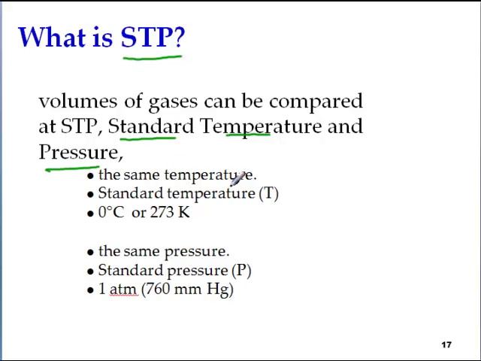The standard temperature is always 0 degrees Celsius or 273 Kelvin, and the standard pressure is considered to be 1 atmosphere or 760 millimeters mercury.